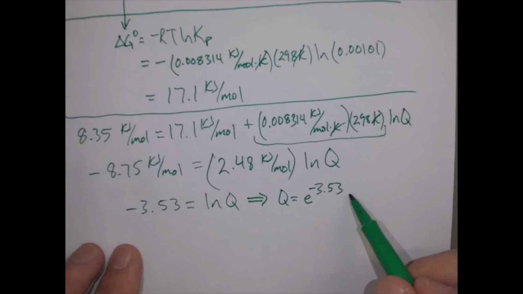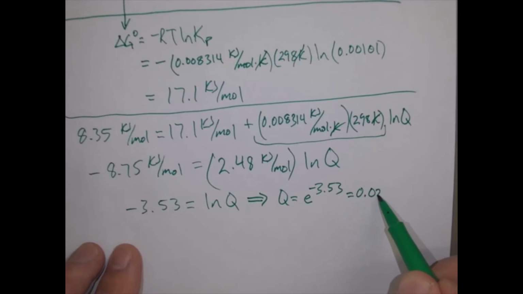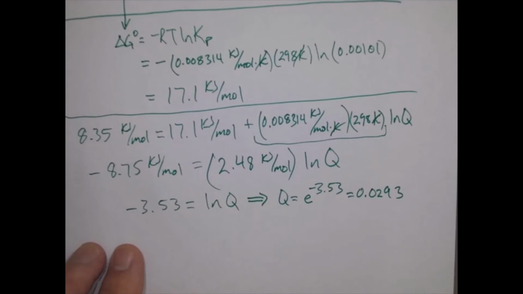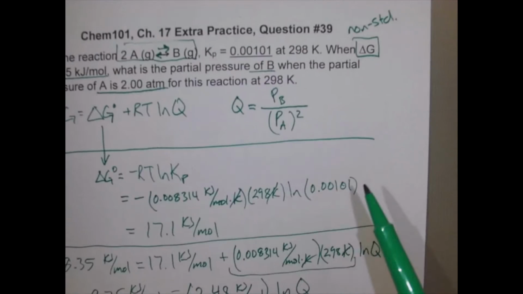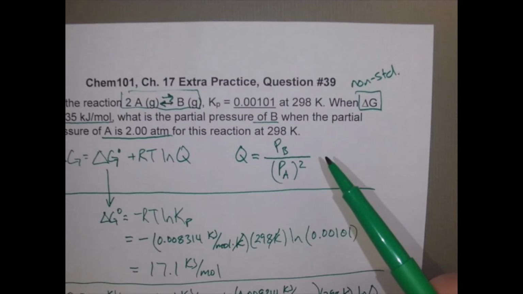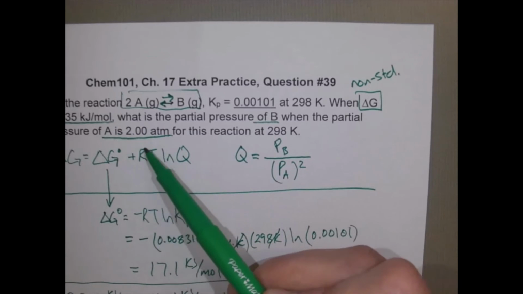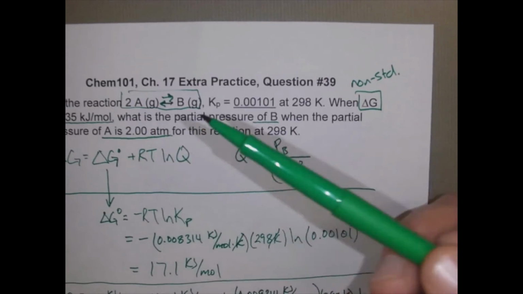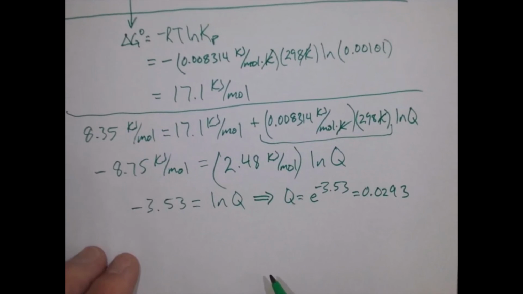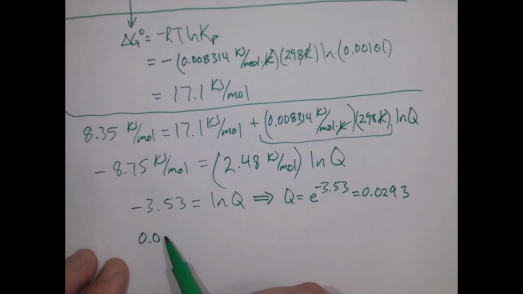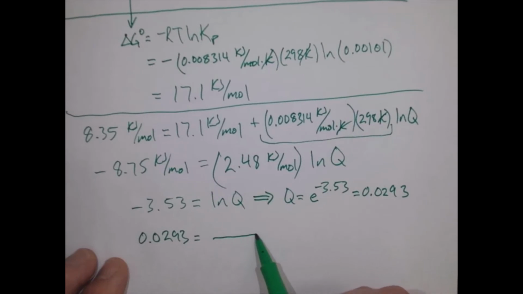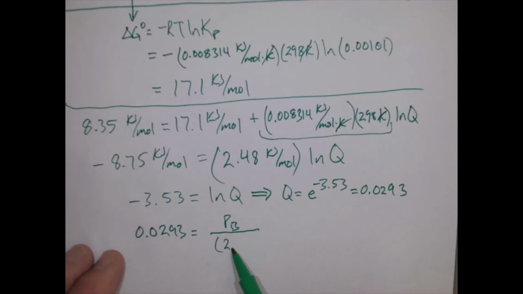If you plug that into your calculator, that becomes 0.0293. I also know that Q is equal to this expression right here, the partial pressure of B divided by the partial pressure of A squared. And I'm told that under these conditions, A is at a pressure of 2 atmospheres. So let's substitute that in. We said that 0.0293, which equals Q, is equal to the partial pressure of B, which is what I'm going to solve for, divided by the partial pressure of A, which we're told is 2 atmospheres, and I need to square that.